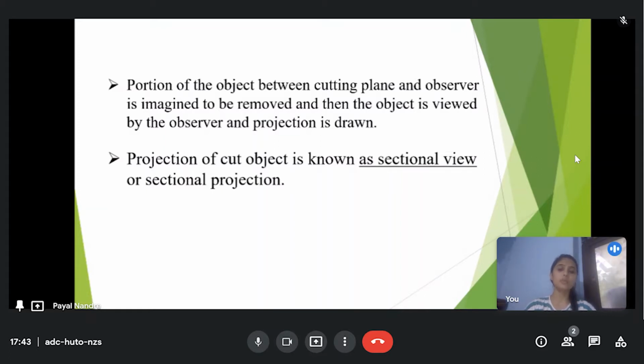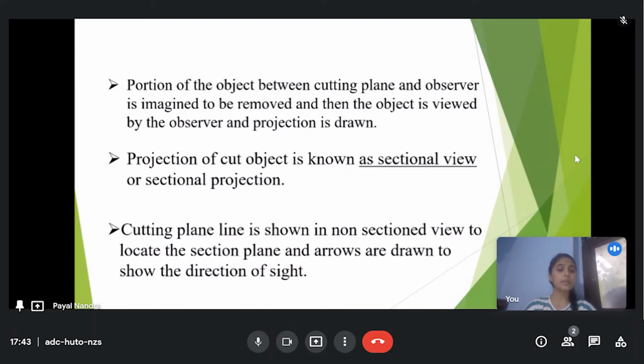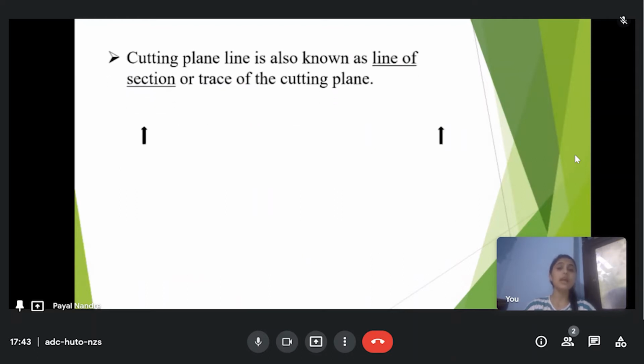or the sectional projection. The cutting plane line is shown in the non-section view to locate the section plane, and arrows are drawn to show the direction of sight. The cutting plane line is also known as the line of section or the trace of the cutting plane. This is how the cutting plane line looks like.